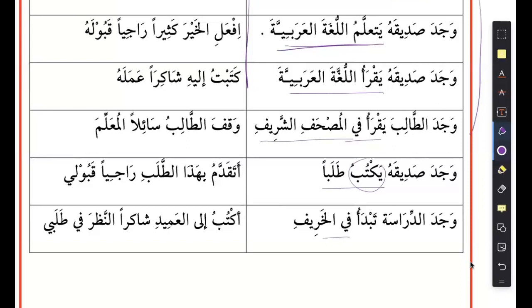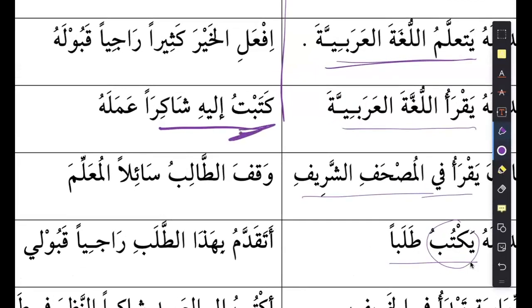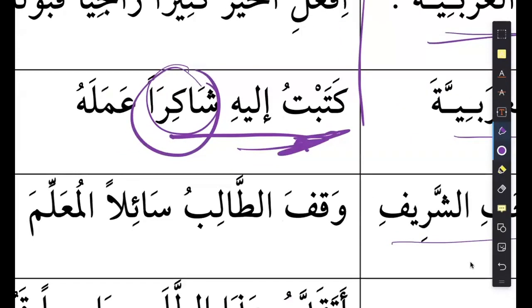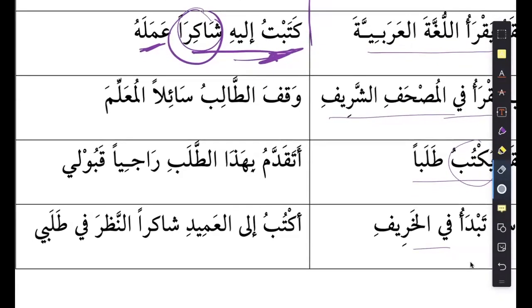Okay, for example, katabtu ilayhi shakiran amalah. So I wrote to him, ilayhi, I wrote to him shakiran, thanking. This shakiran, the thankfulness, is not describing the state when he was writing. It's describing why I wrote to him. Why did I write to him? Shakiran, thanking him, amalah, his work. وقف الطالب سائلا. Okay, from su'al, asking. The student is asking the muallim, the teacher.